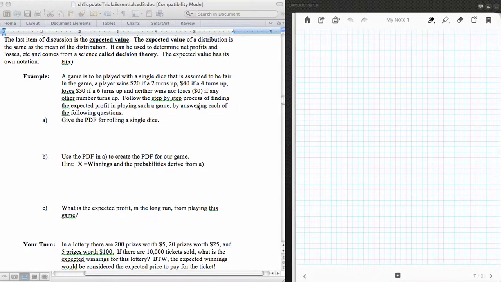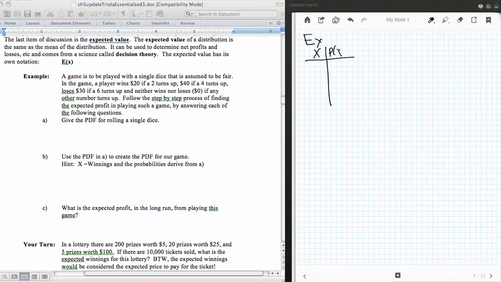A game is to be played with a single die that you assume to be fair. In the game, a player wins $20 if a 2 turns up, $40 if a 4 turns up, and loses $30 if a 6 turns up, and neither wins nor loses anything if any other number turns up. Follow the step-by-step process for finding the expected profit in playing the game by answering each of the questions that follow.